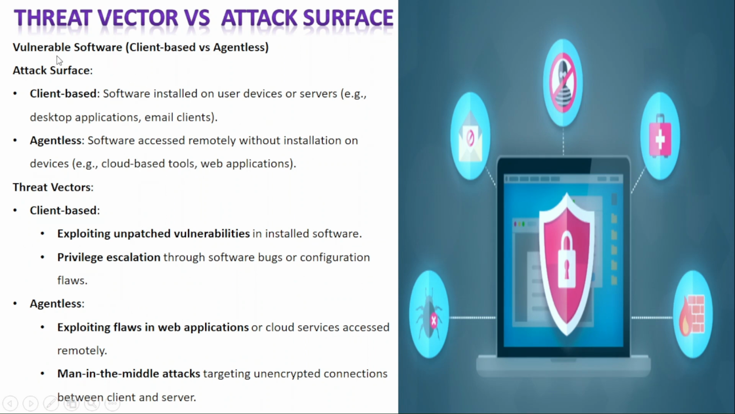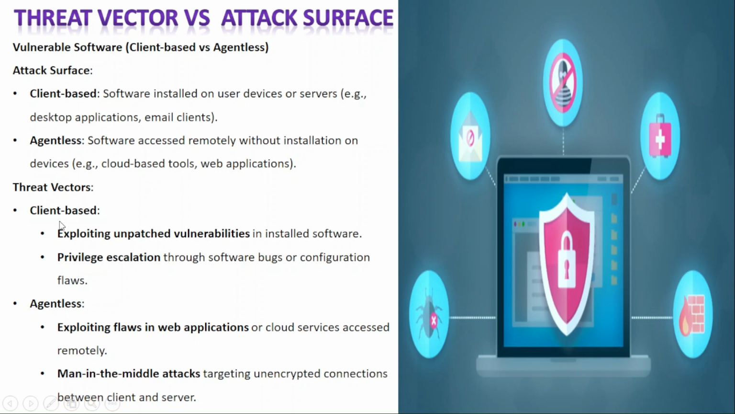So another system is the vulnerable software, and these are either client-based or agentless. So what are the attack surfaces? Client-based software has attack surface, which is software installed on user devices or servers. For example, desktop applications and email clients. These are the attack surface. In the case of agentless software, it is accessed remotely without installation on devices, for example, cloud-based tools or web applications. These are agentless, and they are also attack surface.